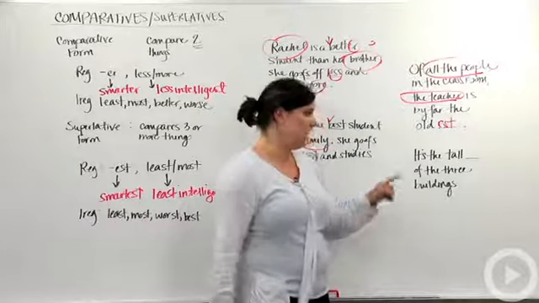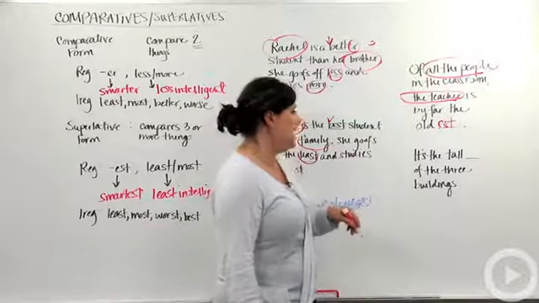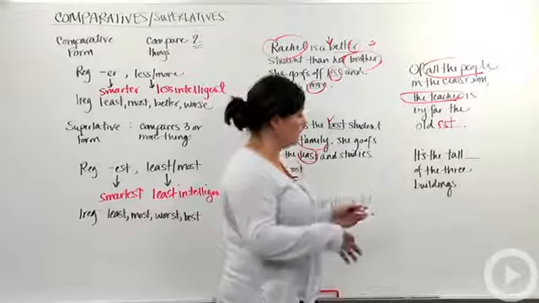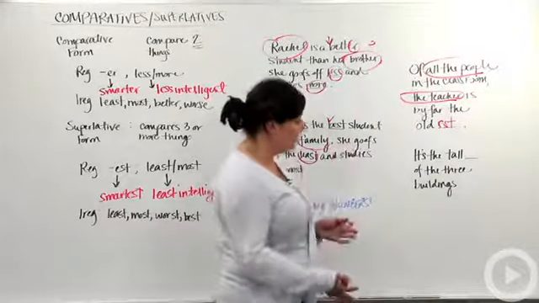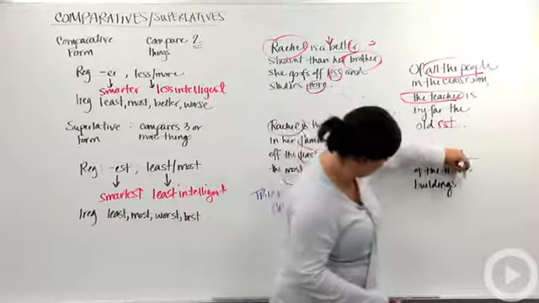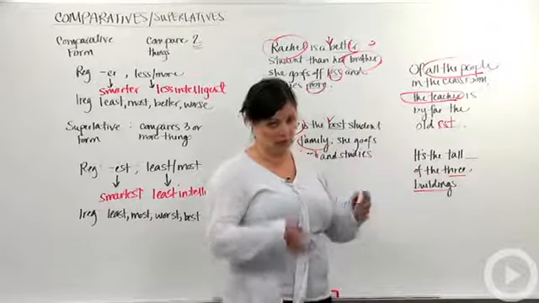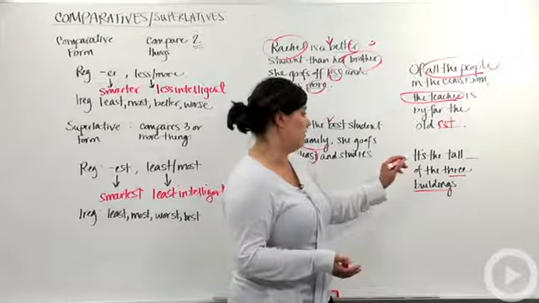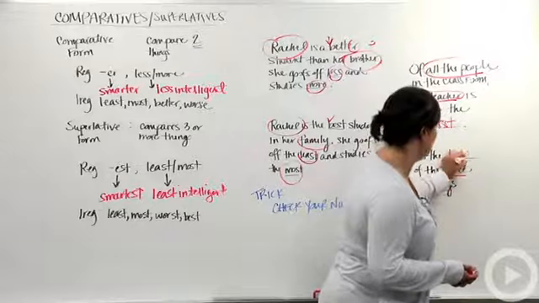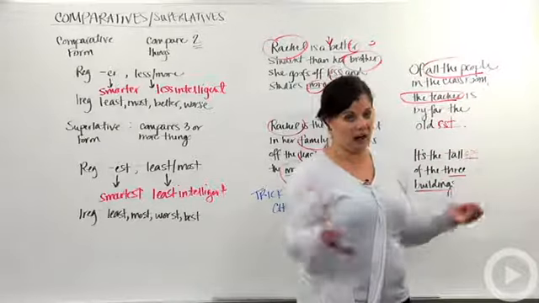This one, and I think this is the easiest one to make a mistake on. It's the tallest or taller of the three buildings. I'm kind of inclined to say taller, but when I look at this, I see that I've got three buildings that are being compared. Now, three is definitely more than two, which means I've got to go superlative, and I've got to say it's the tallest building out of the three.